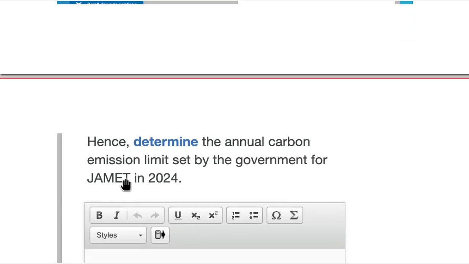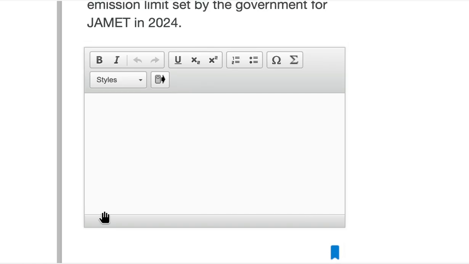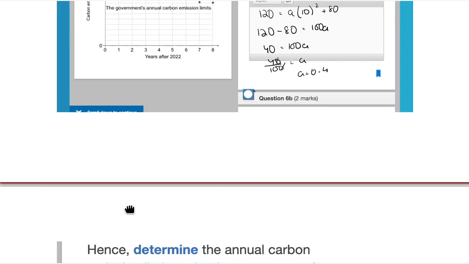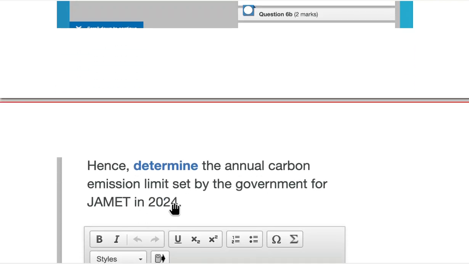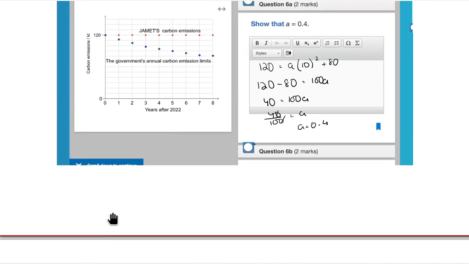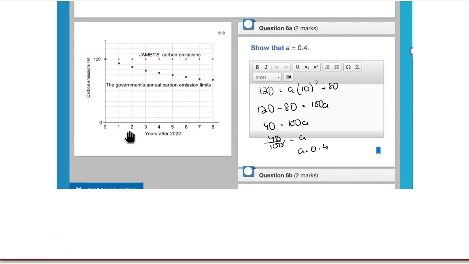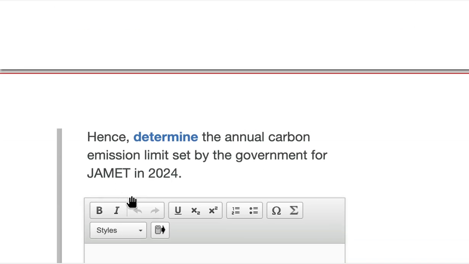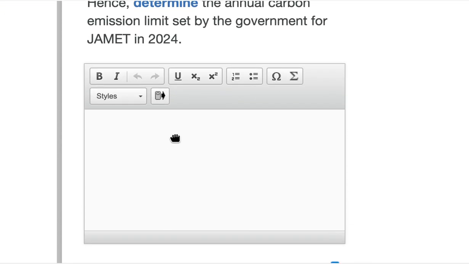Part B says, hence determine the annual carbon emission limit set by the government for JAMIT in 2024. So in 2024, it's basically 2 years after 2022. So we'll consider the value of n, which is 2, right? The value of n is supposed to be 2 in this case.